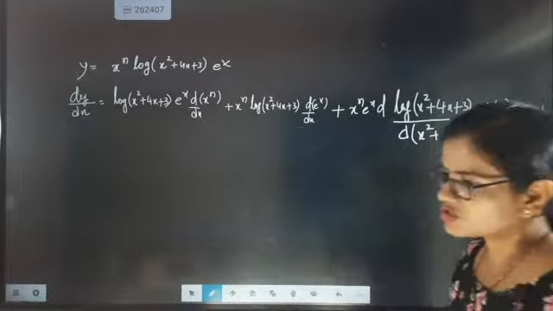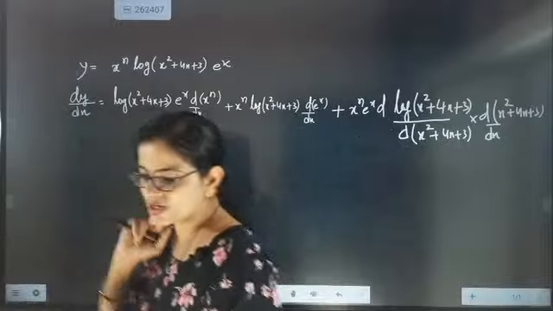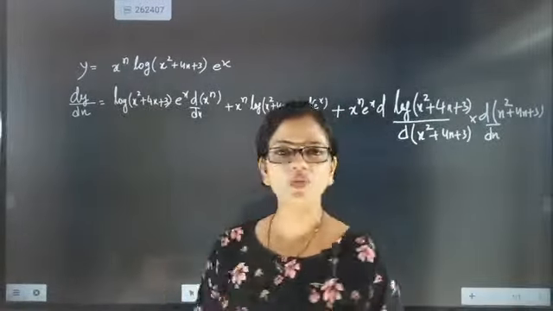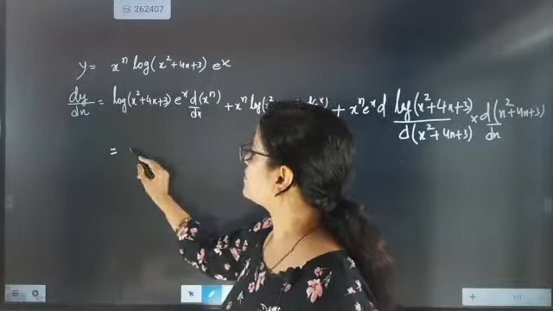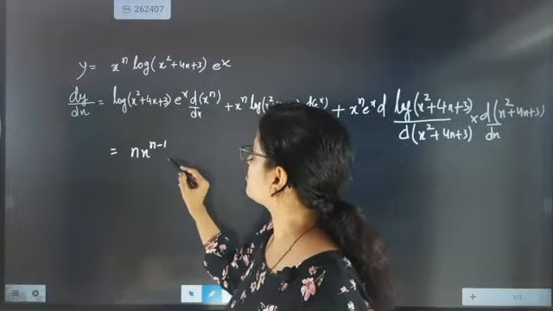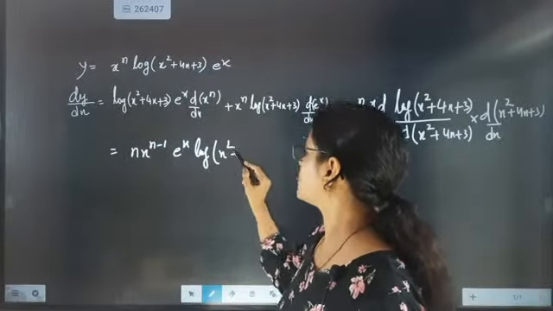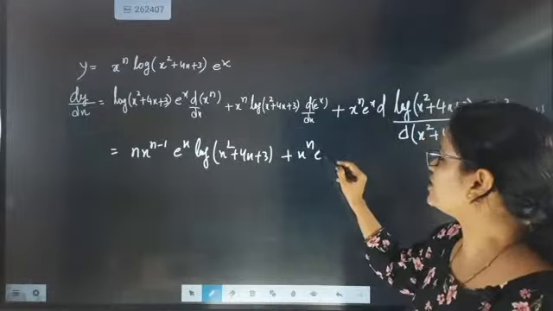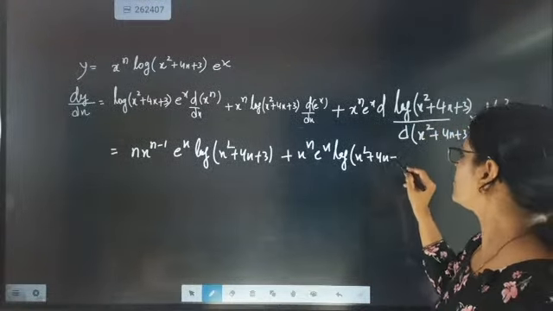So this part I think you have understood. Come on, quickly tell me everyone, did you understand this part? So only one small work was there, beta. Now here, just the last line, dy by dx, is left to solve. So here x to the power n will become nx to the power n minus 1, e to the power x, log of x square plus 4x plus 3. And now x to the power n e to the power x log of x square plus 4x plus 3.